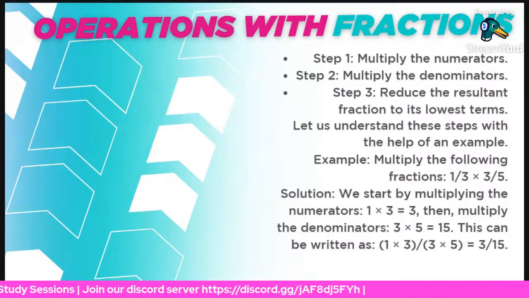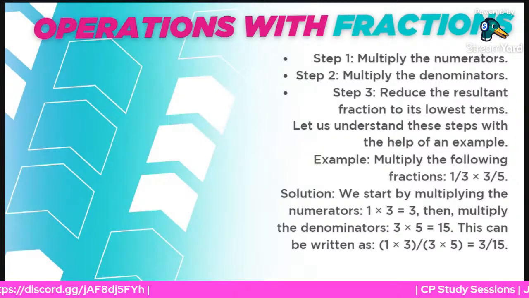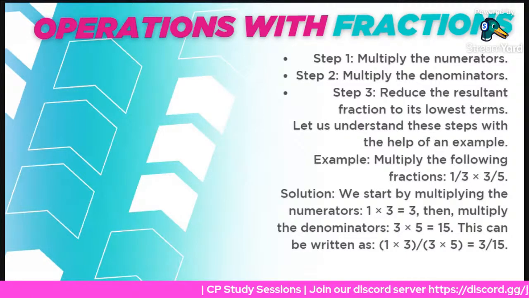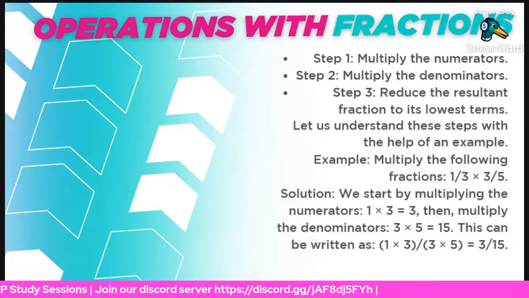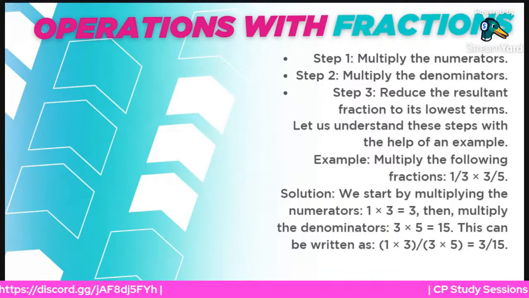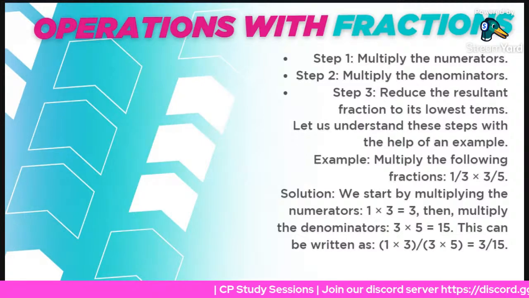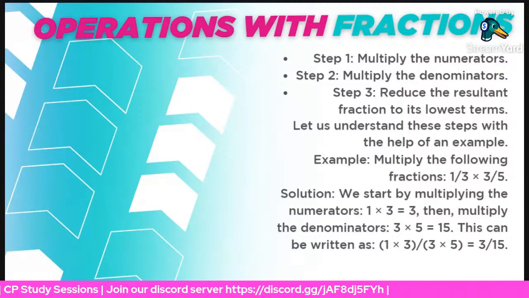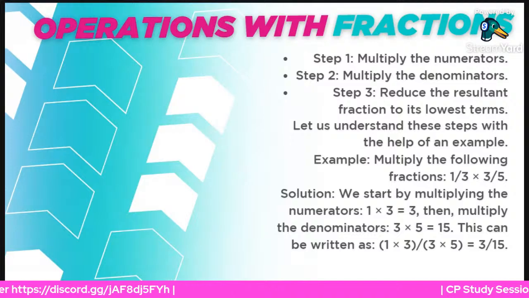Okay, tama. Multiply 1 and 3. So we start by multiplying the numerators. In this case, it is 1 times 3, therefore it's 3. And then, following step 2, anong ating gagawin na? Multiply both denominators. So in this case, the denominators are 3 and 5. So we will get 15.